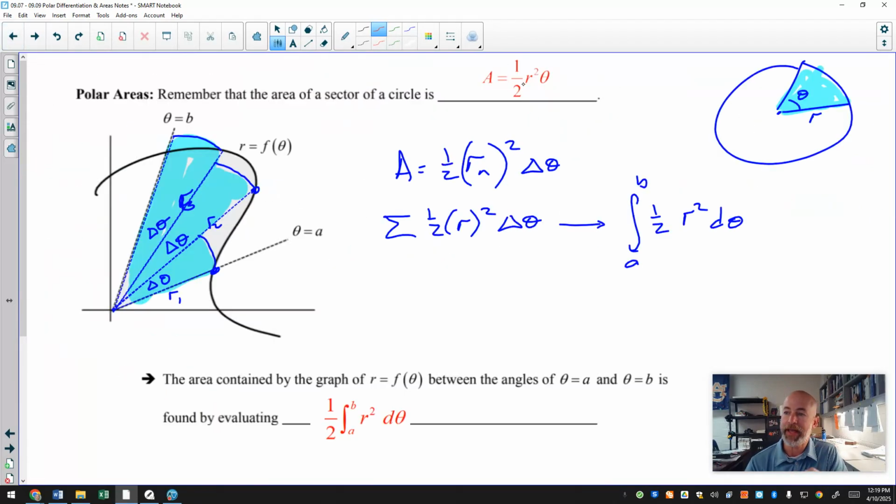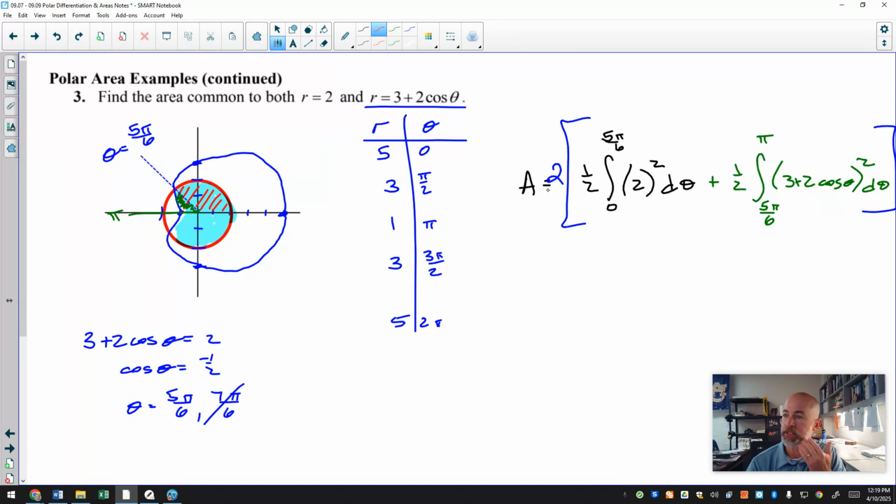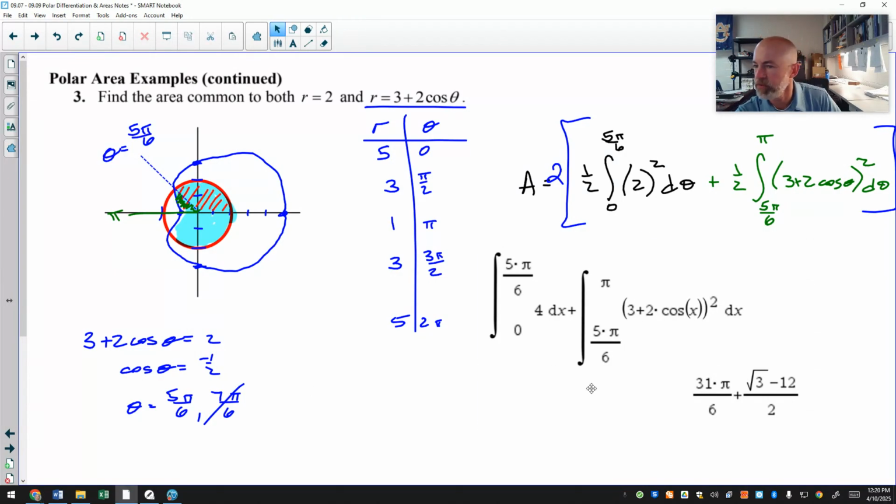So if you want to use just half r squared theta, you can do that for the red graph because it's a circle. I prefer just to stick with the integral notation because that's kind of where my brain is right now. So there's that one, and I'll punch that in the calculator really quick. All right, so there's my answer for that one. Kind of ugly. I think I punched that in correctly.